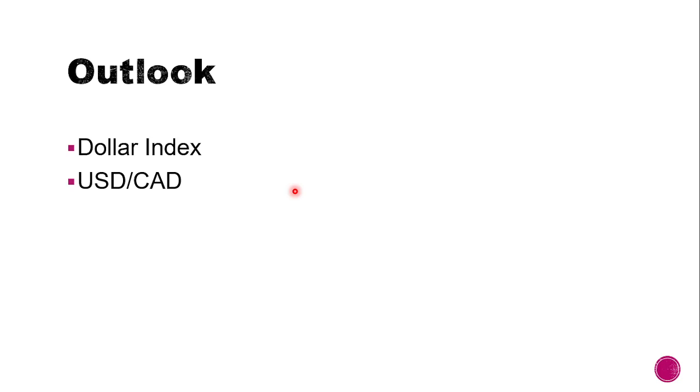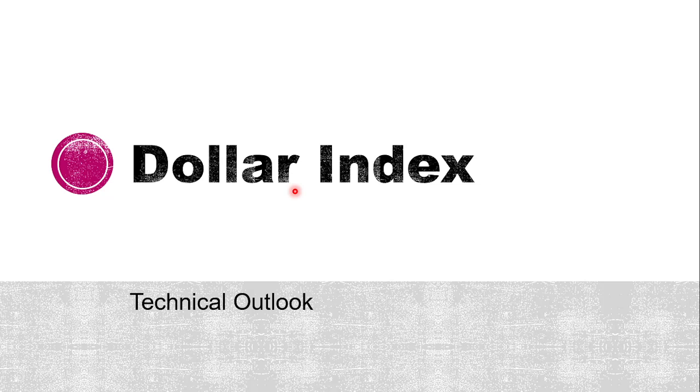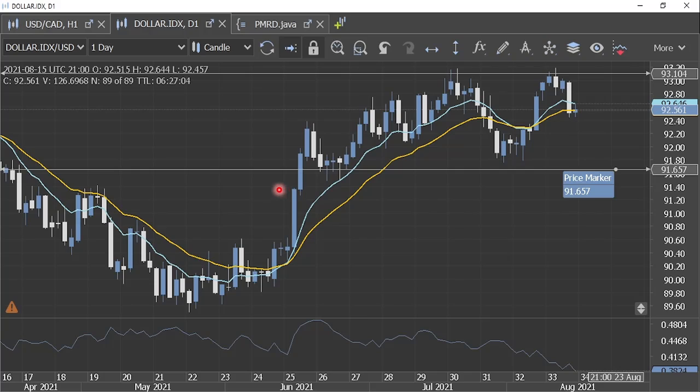We will consider the outlook for the dollar index, and after that we will also consider the USDCAD's formation. Let's start the day with the dollar index technical outlook. This is the daily time frame chart, and in the opening remarks I said a steep decline was observed in the Friday session, and you can observe it on the chart. The dollar index declined from levels close to 93 to 92.5. That's half a percentage point of decline.